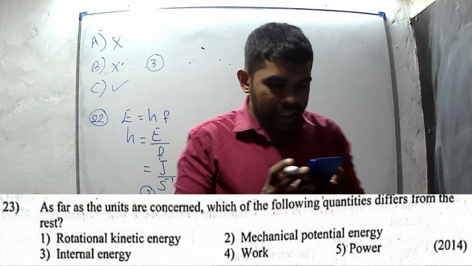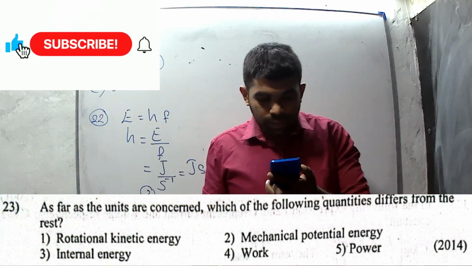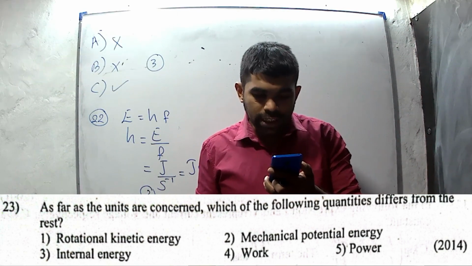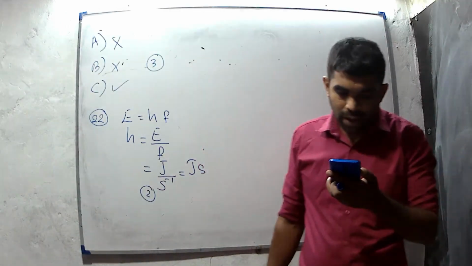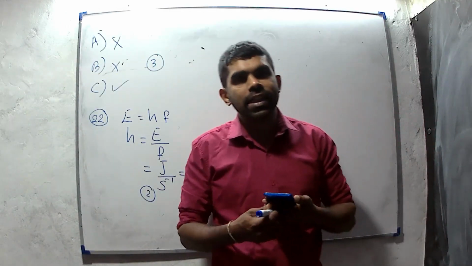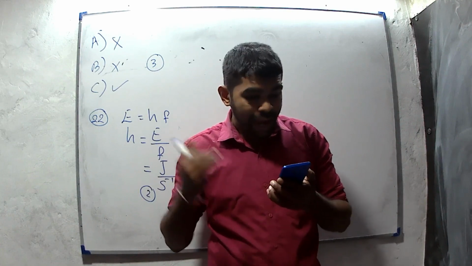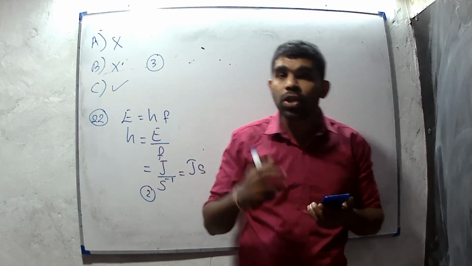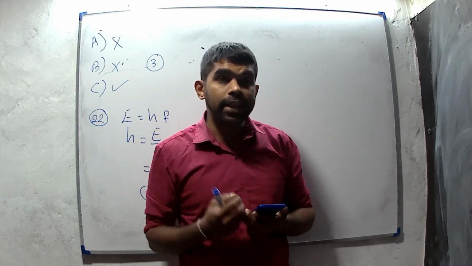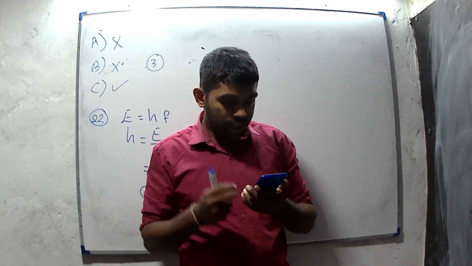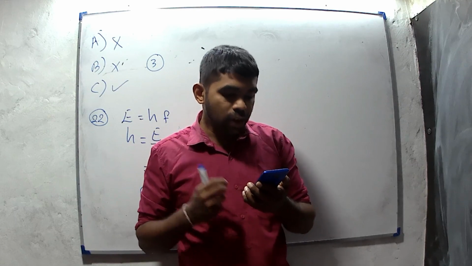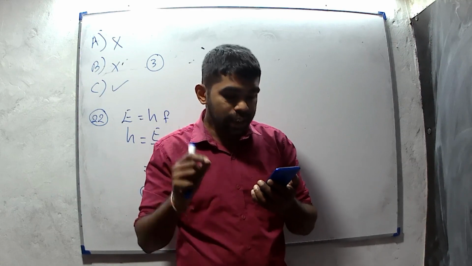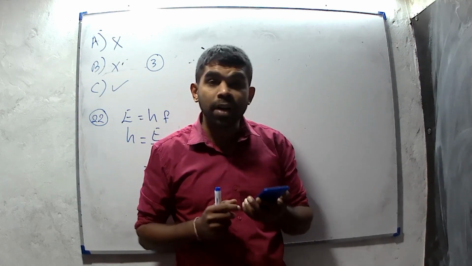Then question number 23. As far as the units are concerned, which of the following quantities differs from the first one? Rotational kinetic energy. We know that it is a type of energy. Therefore, we have to use the unit joules. Then mechanical potential energy. It is also a type of energy. Therefore, we have to use joules as the unit. Then third one, internal energy. Also an energy. Therefore, we can use joules. Work. We can measure work in joules.